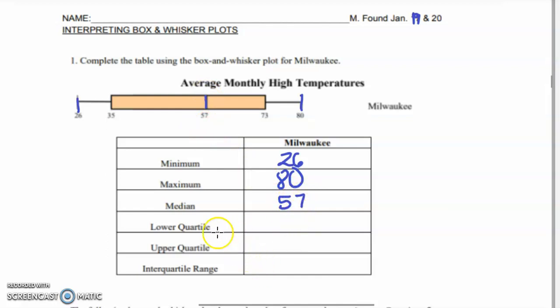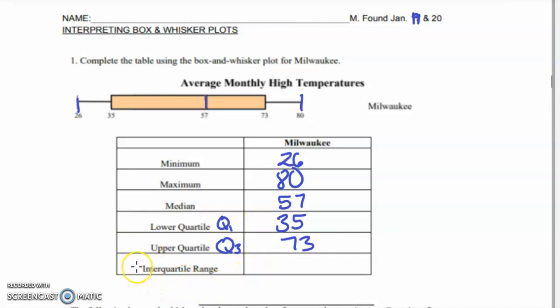Okay. Our lower quartile, or as we've been kind of calling it, our first quartile, or Q1, is here at 35. And our upper quartile, or Q3, is up here at 73. Okay, so you'll see some different terms and vocabulary used for different parts of this, but the terminology tends to be pretty interchangeable and pretty obvious what we mean, and we try to be as flexible as we can.